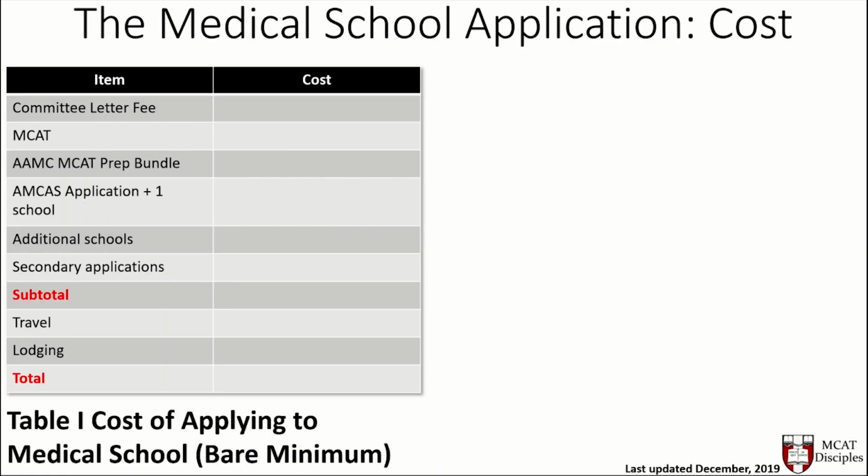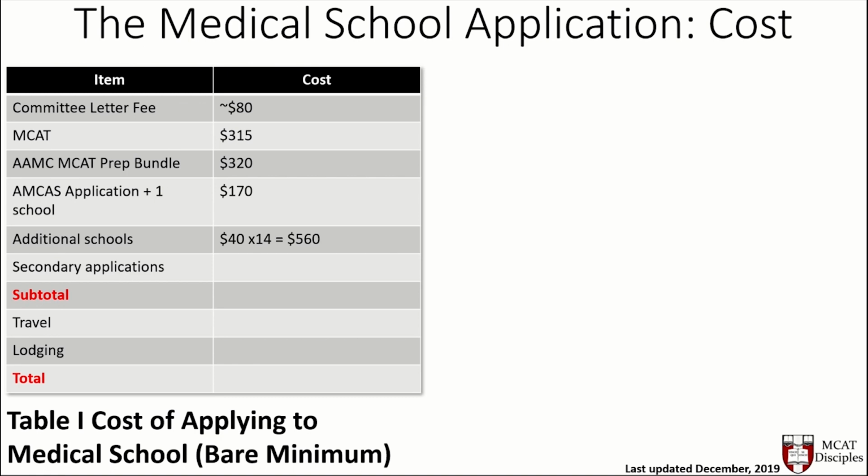Well, the committee letter fee will run you about $80. You'll cough up $315 to register for the MCAT, as well as $320 for the AAMC MCAT prep bundle, which is virtually required to do well on the MCAT. Your AMCAS application, which comes with one school, will run you $170, and each additional school you add will be another $40. They don't call this the business of medicine for nothing.